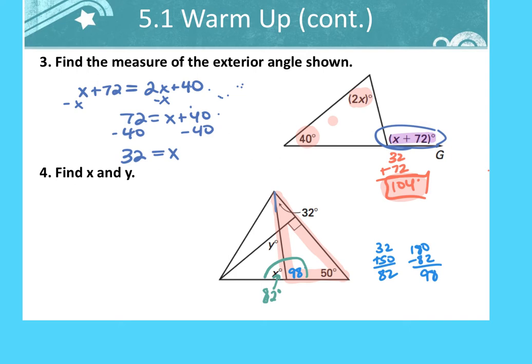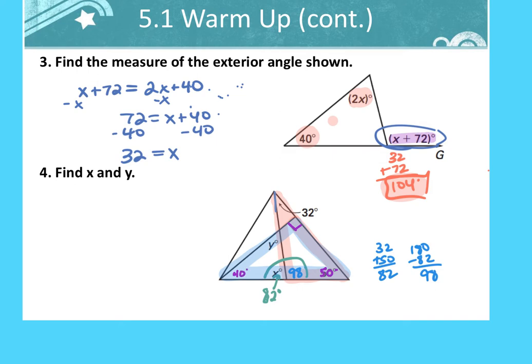Then you can use this triangle here, and knowing that this is a right angle and this is 50, the right angle tells you the other two angles would be complementary, which means the angle here on the left is 40.